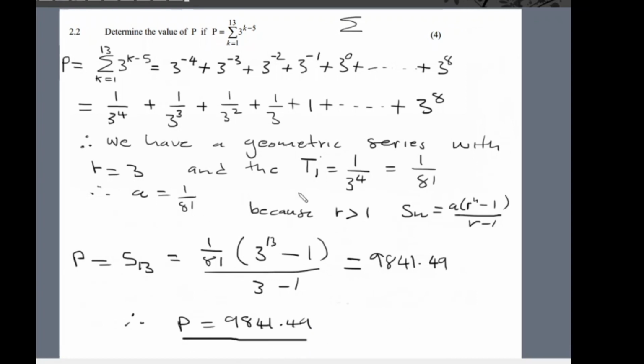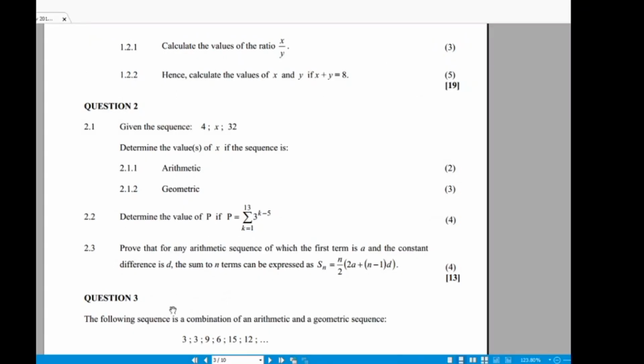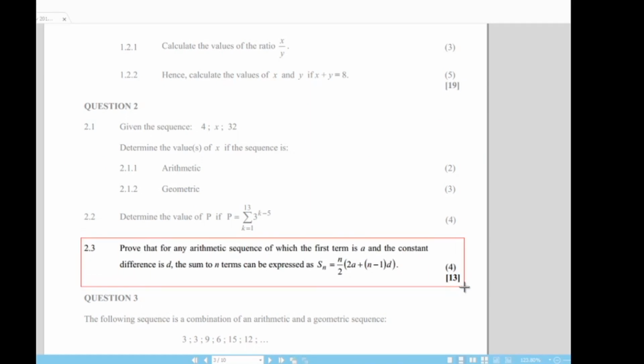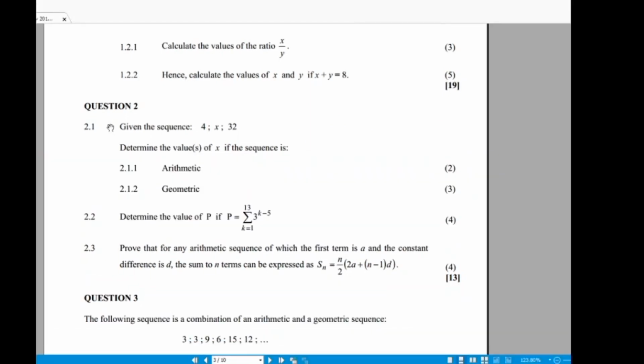Okay, now moving on to the next question, 2.3. It's a proof. So let's copy 2.3. It's a proof.